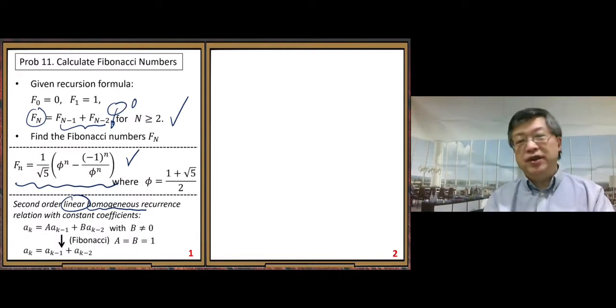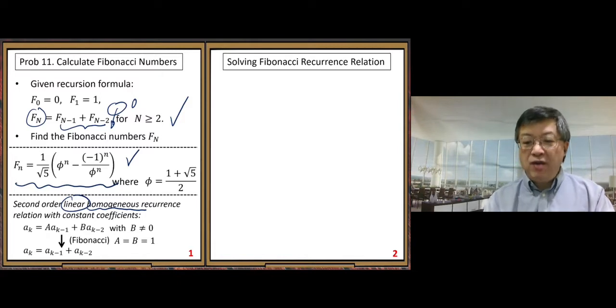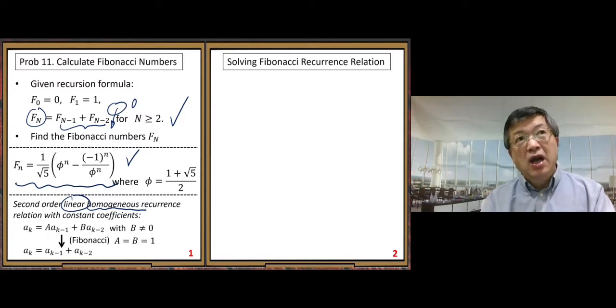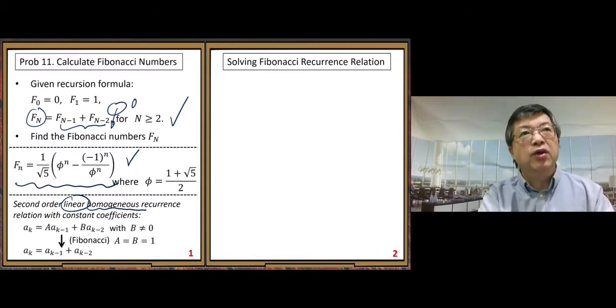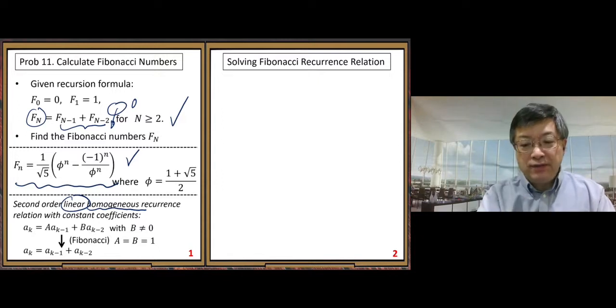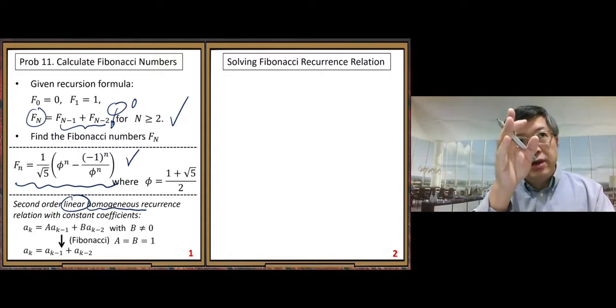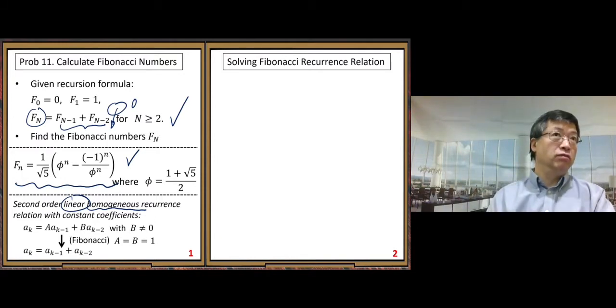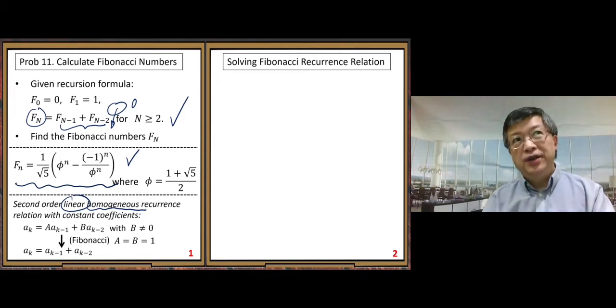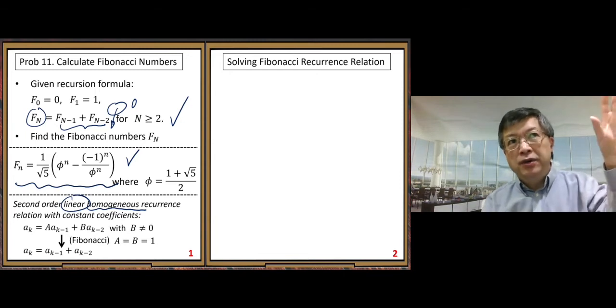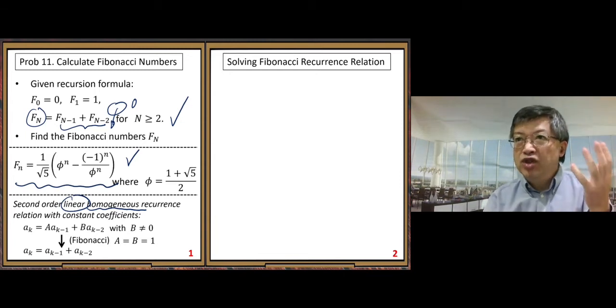Next step, solving the Fibonacci recurrence relation. Some of you probably still remember, actually you have solved it before, in your Math 3000, discrete math. There is a formal procedure, so you can easily get that part back from your textbook or notes. You can easily get the whole procedure back.